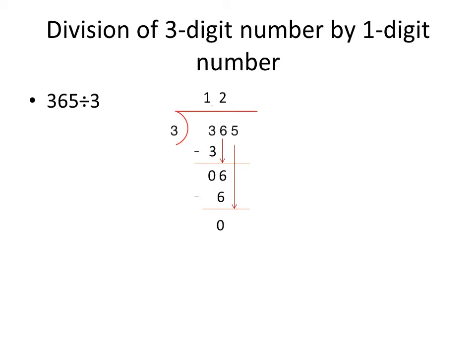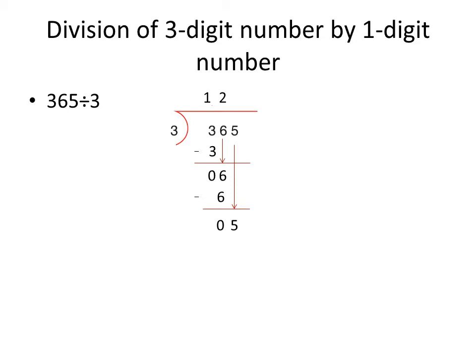Now next digit comes down. Here next digit is 5. So 5 comes down. Now recite the table of 3 till you get 5. 3 ones are 3. 3 twos are 6. 3 threes are 9. 3 fours are 12. 3 fives are 15. 3 sixes are 18. 3 sevens are 21. 3 eights are 24. 3 nines are 27. 3 tens are 30. 5 does not come in the table of 3. Now what will you do?